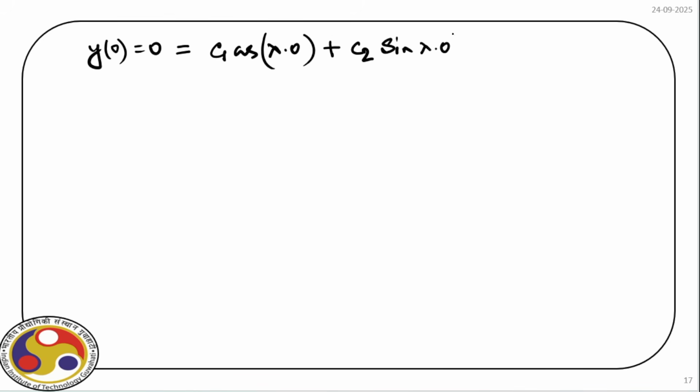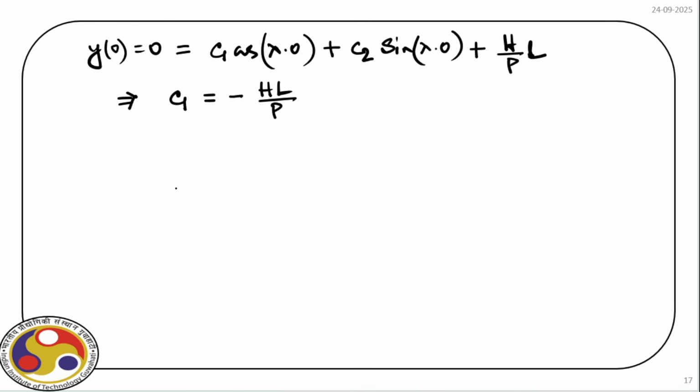So let us now put these boundary conditions and see what are the constants. So we have y of 0 is equal to 0. So the equation is C1 cos of lambda times 0 plus C2 sine of lambda times 0 plus H by P into L, which means we have C1 is equal to minus HL by P.